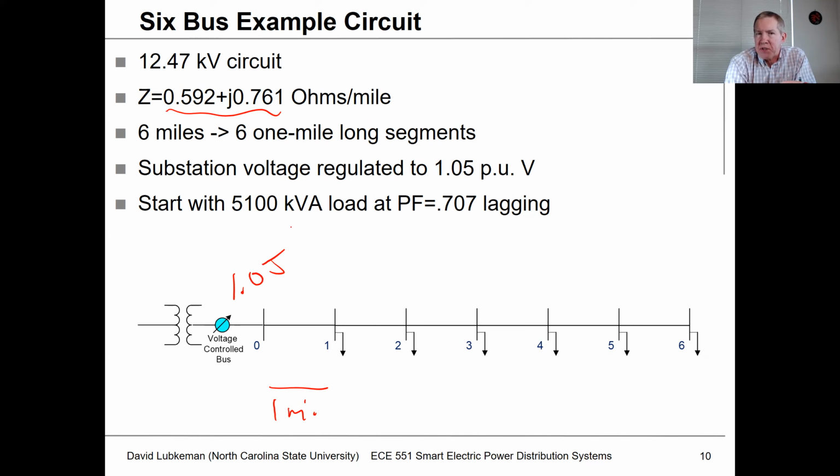So power factor 0.707 means I have as much Q as I have real power for each of these different loads. And what I'm going to do is I'm still going to break this 5100 kVA up where each load is going to have the same value. What I'm trying to approximate here is a uniformly distributed type of load.